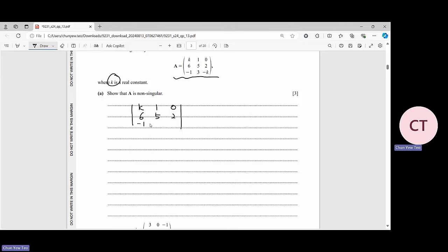Okay, so first of all, we write like this. This is the symbol for finding the determinant. We cannot say not equal to 0 directly. We need to show that it is not equal to 0. So the formula for the determinant will be k multiplied by negative 5k minus 6, minus 1 times negative 6k plus 2, plus 0. So expand, you get negative 5k squared minus 6k plus 6k minus 2. This one cancels. At the end, you get this.